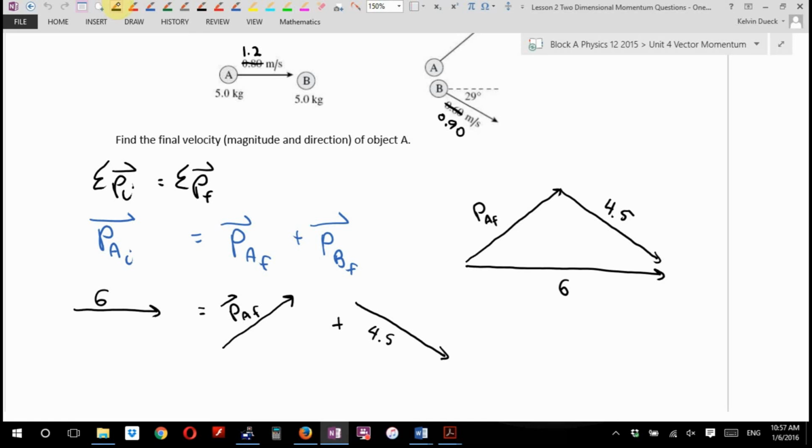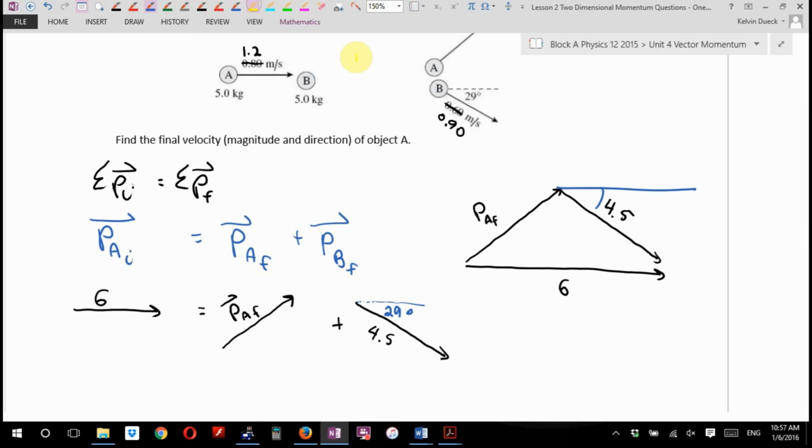Oh, one more thing. Looks like this angle right here is 29 degrees, which means don't write this next bit down. I'm really going to gum my diagram up. This angle right here is 29 degrees.